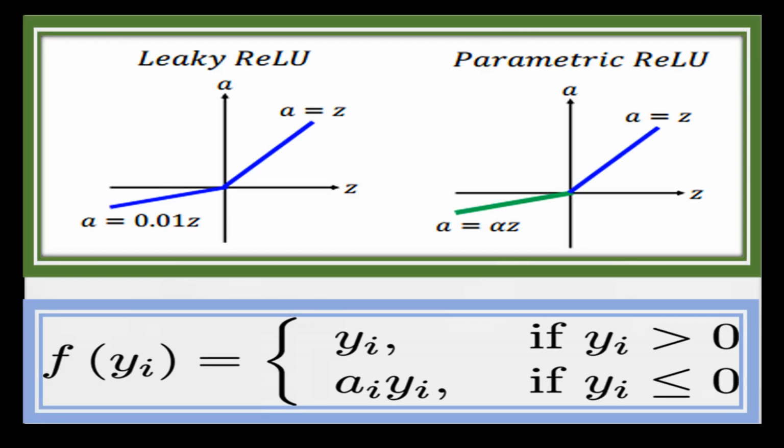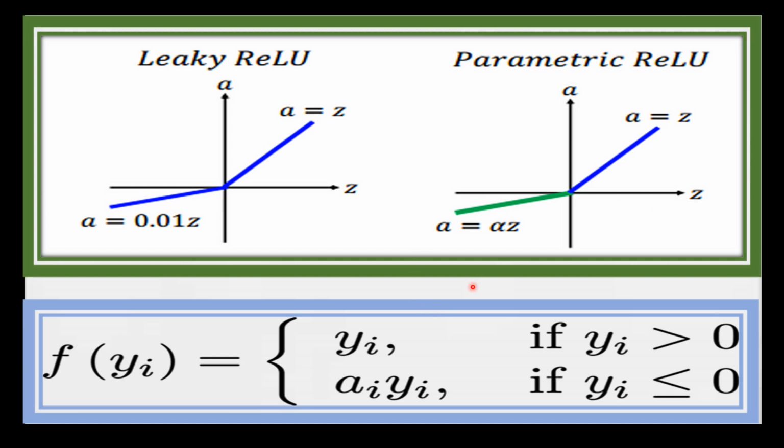Then comes the parametric rectified linear unit, or PReLU. It's a drop-in replacement for ReLU where a learned parameter is added to the input before applying the ReLU function. This parameter will adjust the slope of the linear part, which allows the network to learn the optimal slope. So this PReLU is basically an improved version of ReLU.